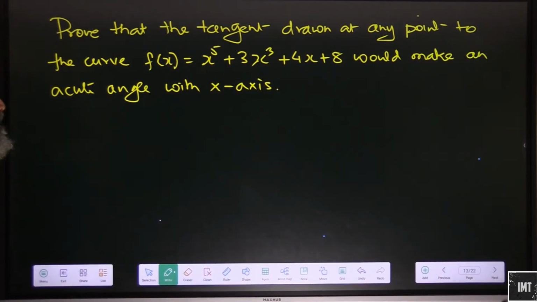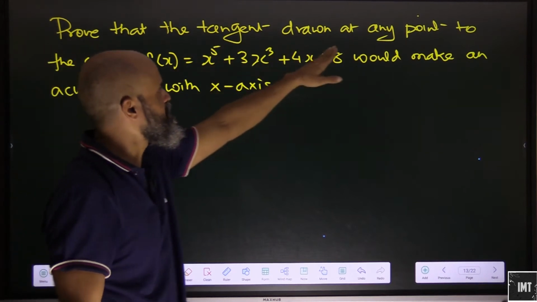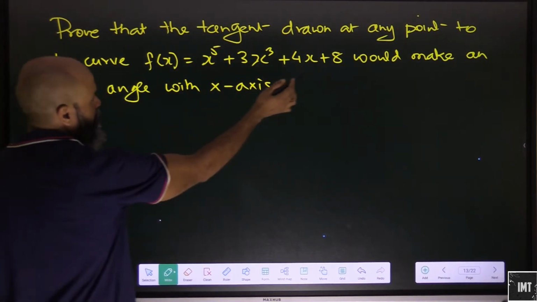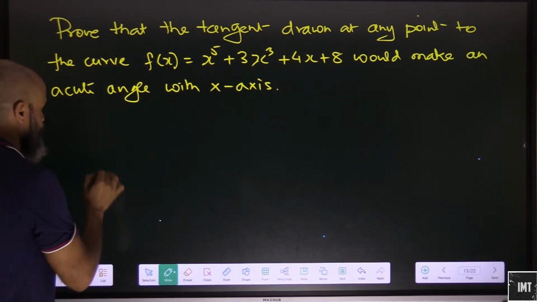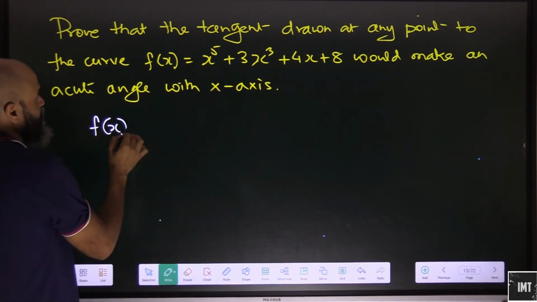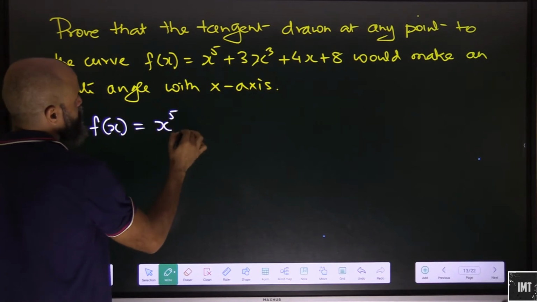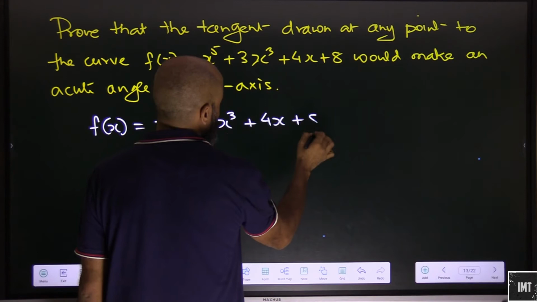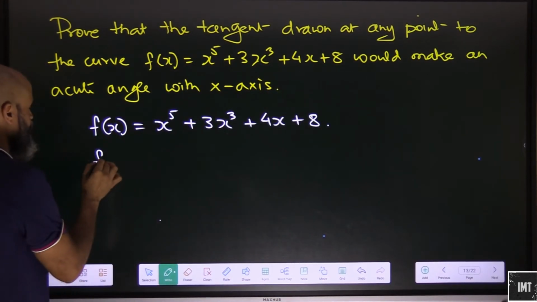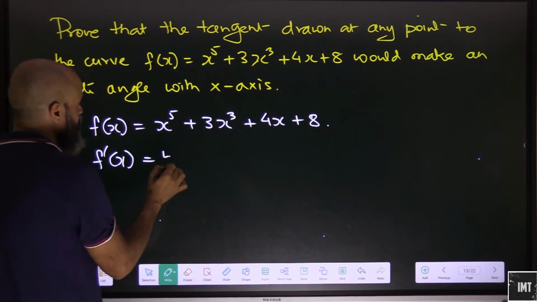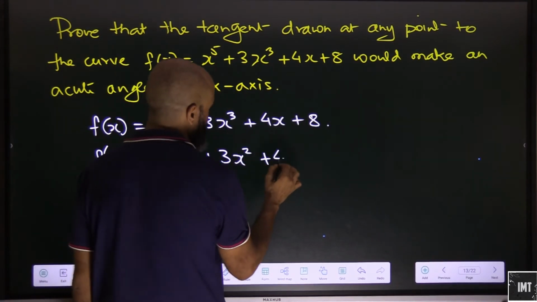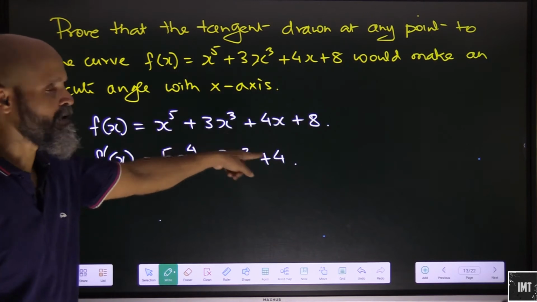Alright, let's move on to the next problem here. Prove that the tangent drawn at any point to the curve, okay, so we have a curve here, would make an acute angle with the x-axis. So here we have f(x) is equal to x raised to 5 plus 3x cube plus 4x plus 8. So here we have f dash x as equal to 5x raised to 4 plus 3x square plus 4.